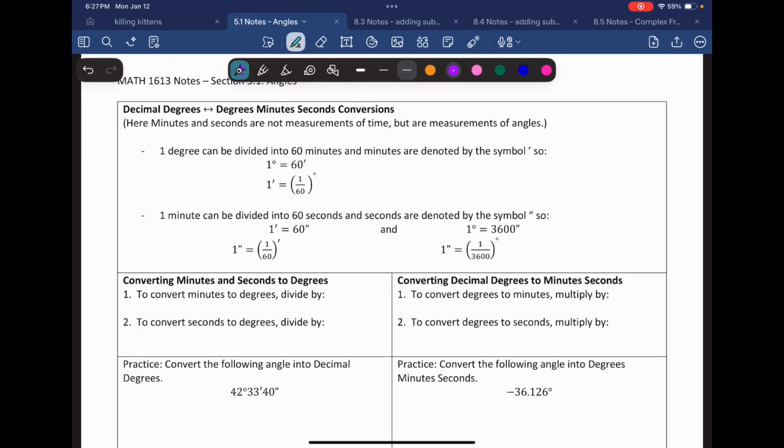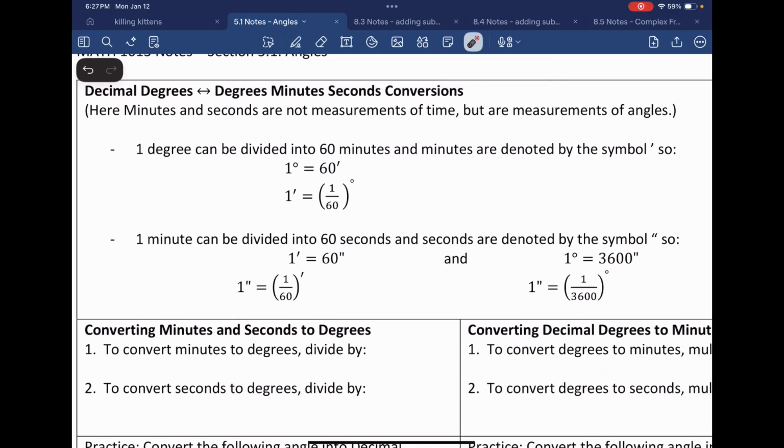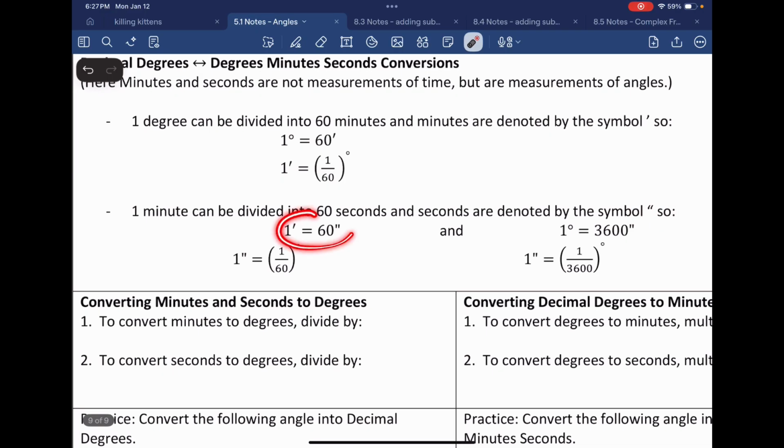All right, and the last little bit, converting decimal degrees into degrees, minutes, seconds. So 1 degree can be divided into 60 minutes, denoted by the little apostrophe here. So 1 degree, 60 minutes, 1 minute, 1/60 degrees. 1 minute can be divided into 60 seconds, so that's your quotation marks. So 1 minute equals 60 seconds. So 1 degree equals 3,600 seconds.